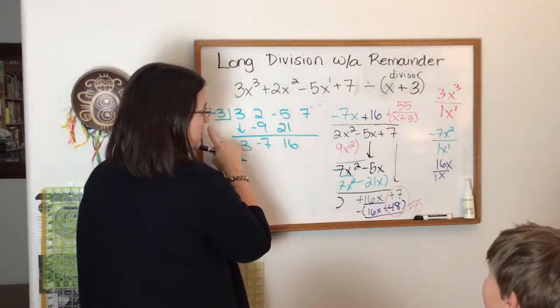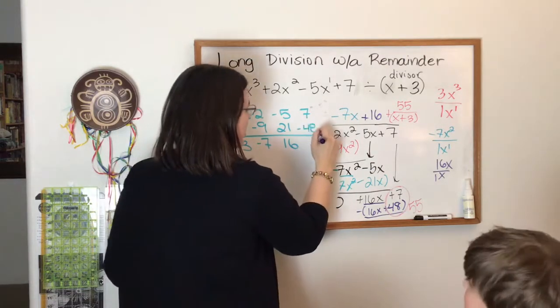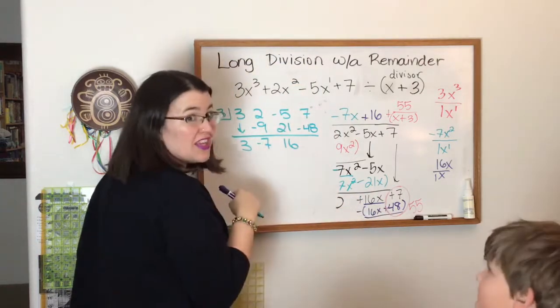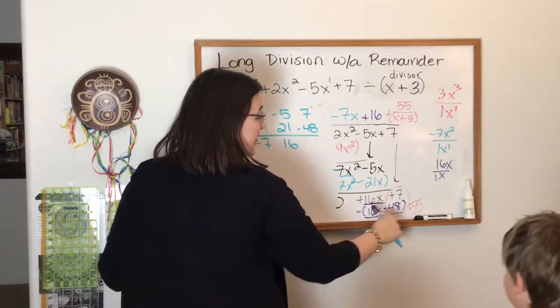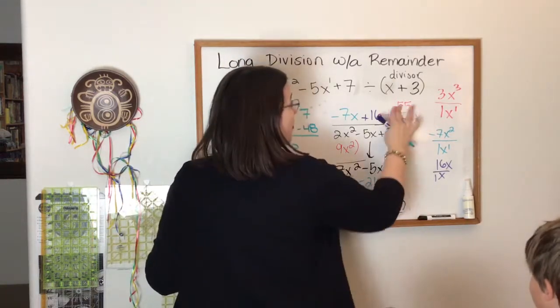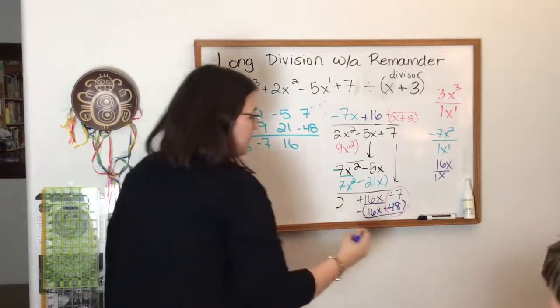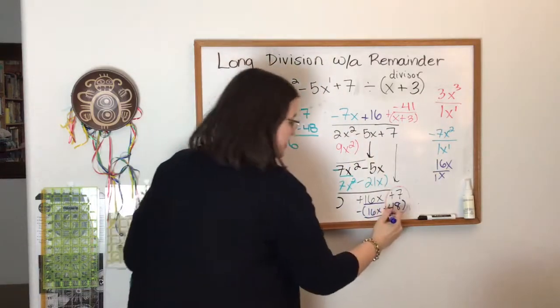Positive 55. Negative 3 times 16 will give me a negative 48. Did I make a sign error here? I did. Oh no, shame on me. So it's a good thing I checked myself with synthetic division, because what happened here is this was really 7 minus 48. So my remainder shouldn't be 55. It should be negative 41 because this is a 7.